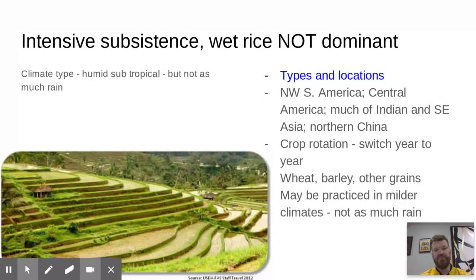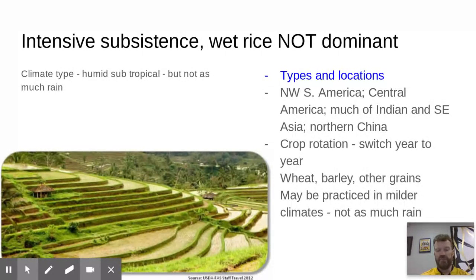Okay, intensive subsistence, wet rice, not dominant. Okay, so the climate type here is humid subtropical, but not quite as much rain. Okay, so this is crop rotation. This isn't just straight rice. They do switch year to year, and it's wheat and barley and other grains.